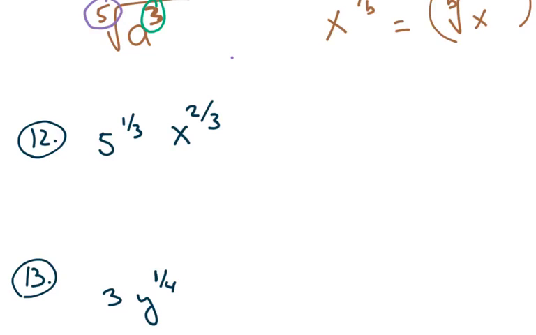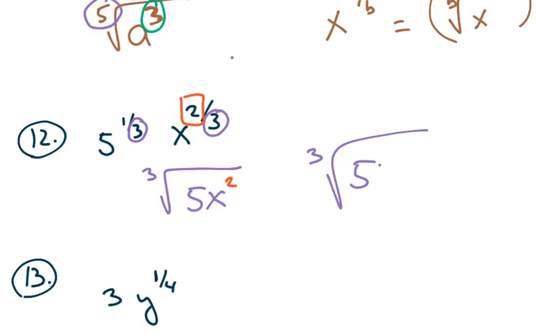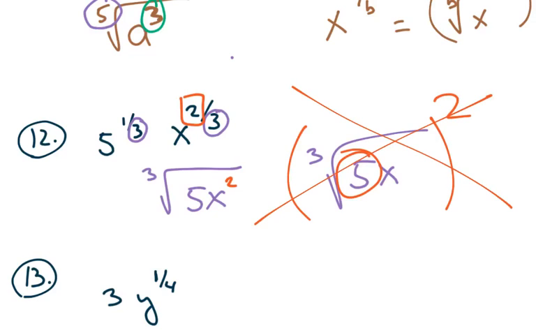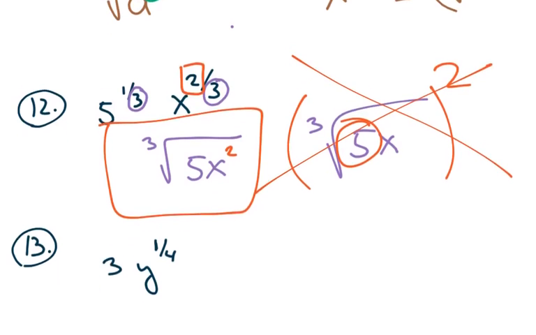So let's look at this one here. What can we do here? Well, because these both share a 1/3, can we just say 5x, cubed root? That would be okay insofar as the 2 is here. What you cannot do in this situation is say this. This would be inaccurate, because you're implying that you're squaring the 5 as well. So this would be wrong. This is the correct answer, and this is what the book is asking you to do.